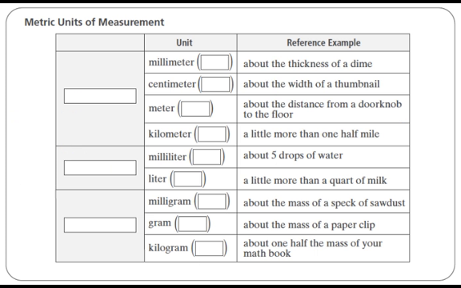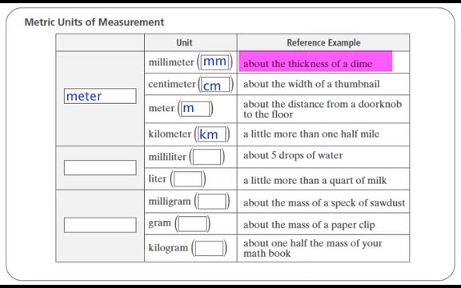Now we're going to complete this metric units of measurement table. The metric unit of measure for length, the basic unit is meter. Now there are several other units that help us with that. We have millimeter, which is mm, centimeter, which is cm, meter, the abbreviation is m, and kilometer, which is km.